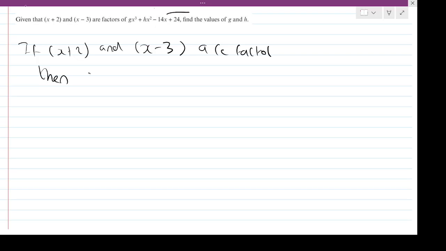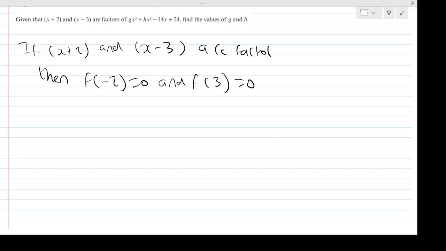So f of minus 2 equals 0, if we call this f of x, say, and f of 3 will be 0 as well. Well, that's useful because we've got two different equations, and we've got two unknowns, which allows me to find them. So that's what I'm going to do. I'm going to plug them both in.